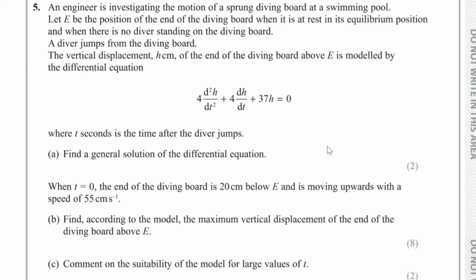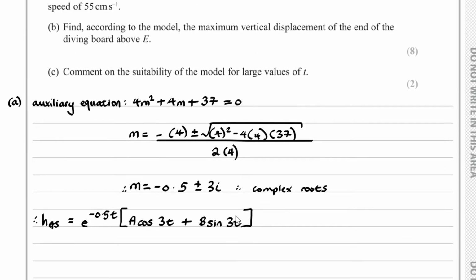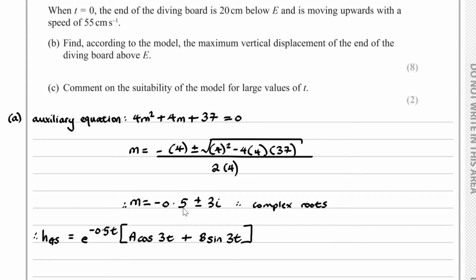So, first things first, finding the auxiliary equation. We have 4m squared plus 4m plus 37 equals 0. Solving this auxiliary equation, you'd find m to equal minus 0.5 plus minus 3i. We have complex roots, and therefore the general solution will be of the form e to the power of minus 0.5t lots of a cos 3t plus b sin 3t. It's a fairly standard thing to find.